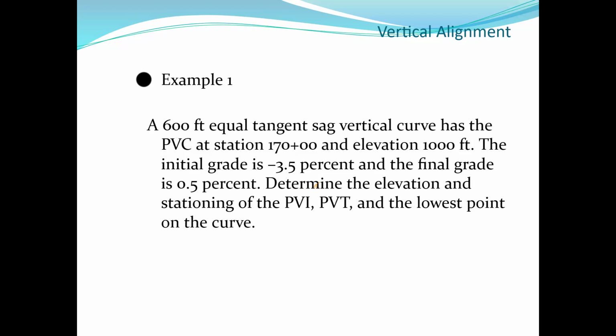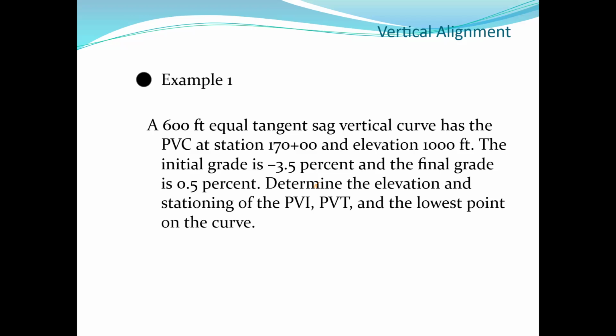Determine the elevation and stationing of PVI, PVT, and lowest point on the curve. So they want us to find the elevation and stationing of these points. Let's think about each of these things. Do we know the elevation of any of these 3 points? Is that given to us? Yes, because it's given that the elevation of PVC at station 170 plus 00 is 1,000 feet. I'll talk about station in just a second.